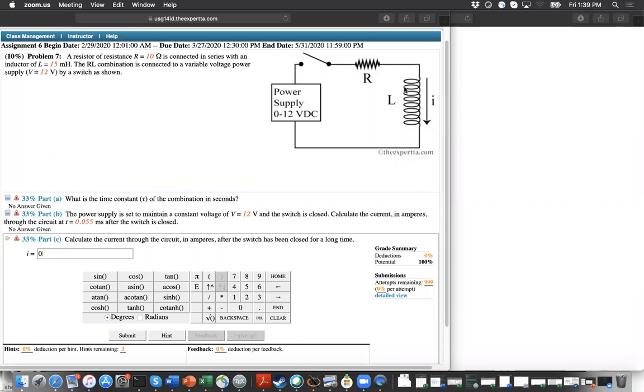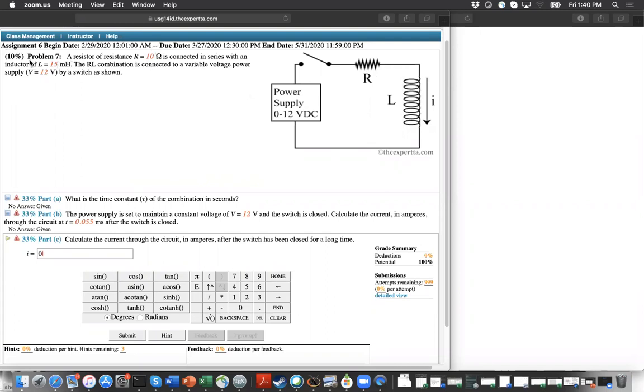Hi there. Okay, so in this video, I want to show you how to approach problem 7 of assignment 6. This is one that involves a resistor and an inductor, and it's your one chance to get some experience using the exponential formulas involved. So the basic problem is stated like this.